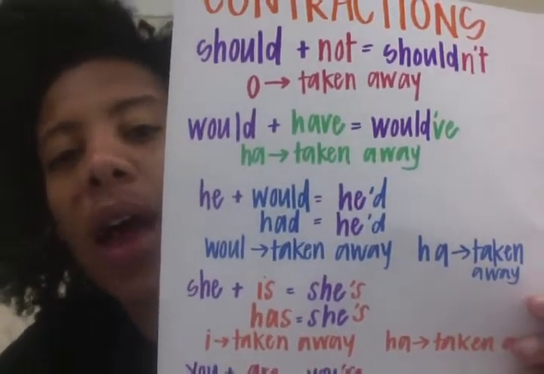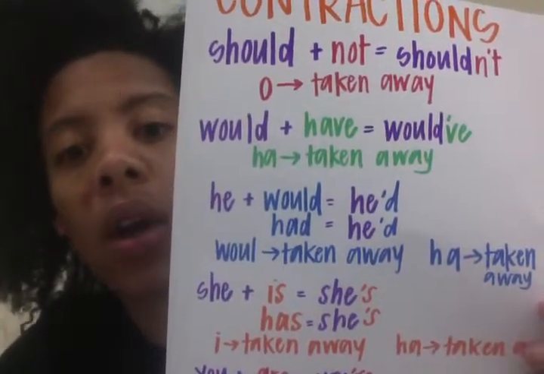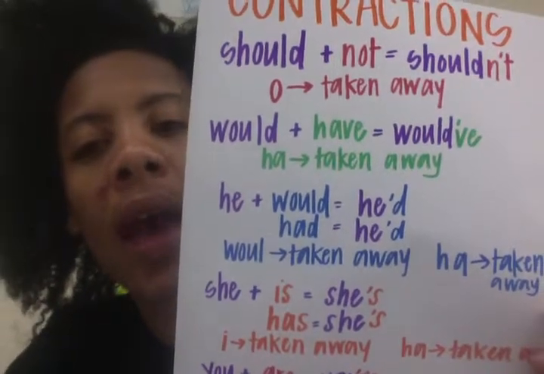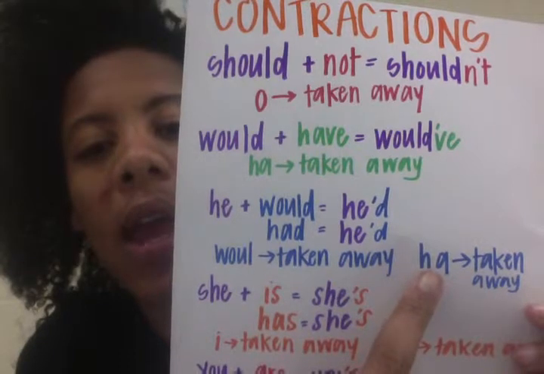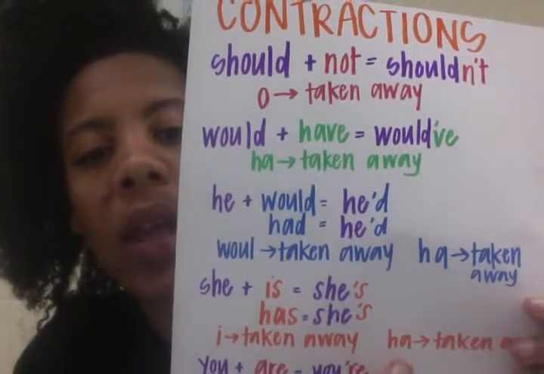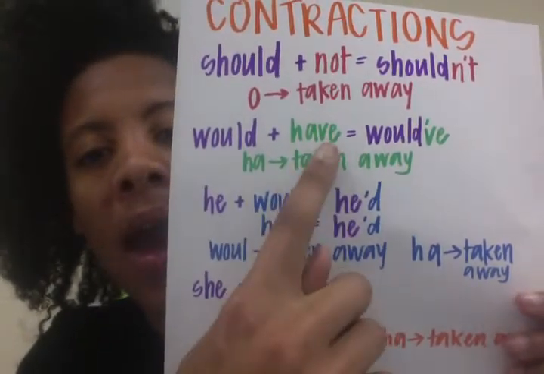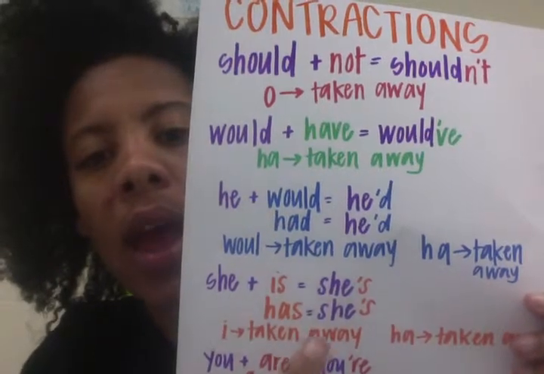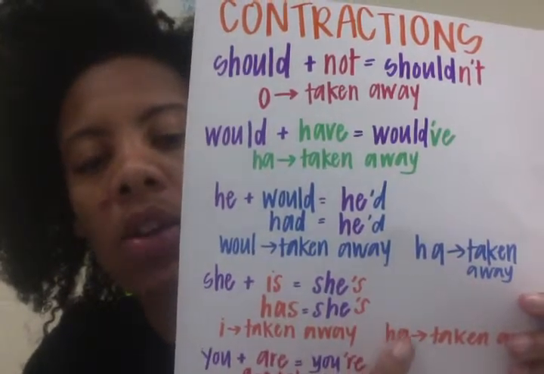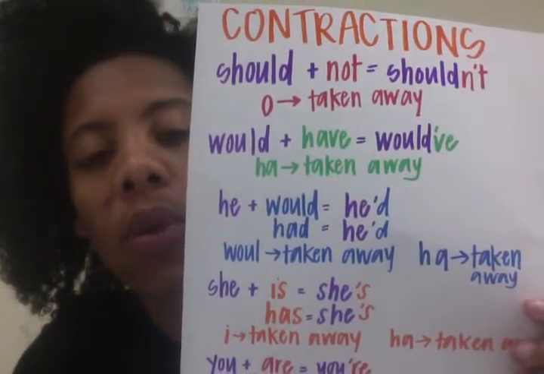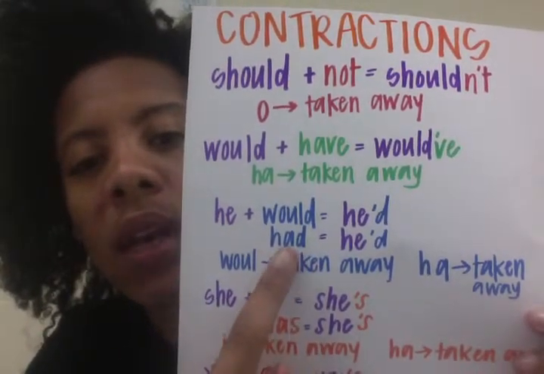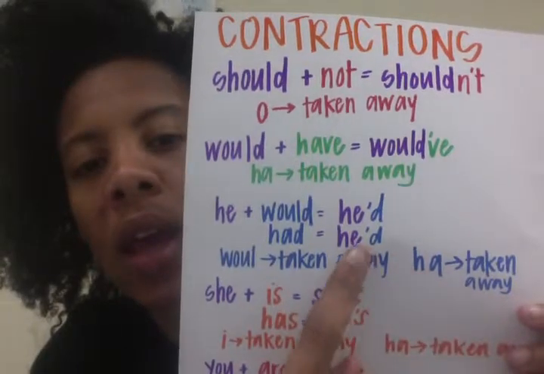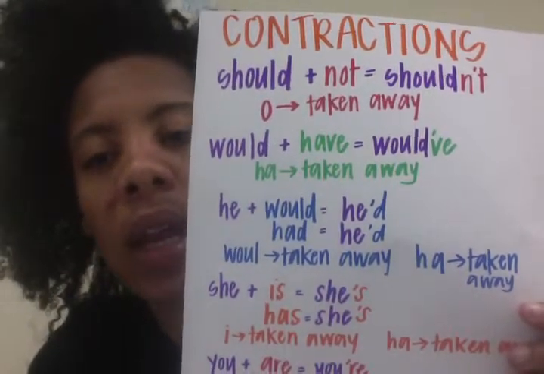Next we have had and would. So had, has, and have all do the same thing. You take away the HA. In have, had, and has, you take away the HA, and you replace it with an apostrophe. So for he had, you take away the HA and replace it with an apostrophe and get he'd.